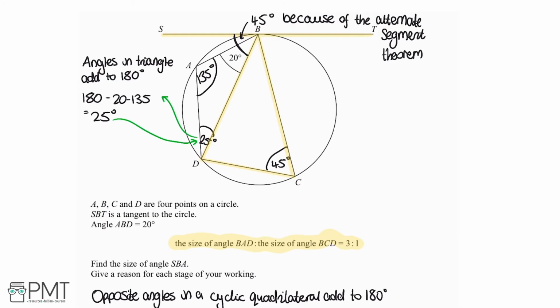I should probably make it clearer that this 45 degrees refers to the whole of this angle here. But what I want to work out is the angle SBA, just this bit of angle here. So this green bit is my goal. We've just worked out that the whole thing here is 45 degrees, and we know this bit is 20 degrees. So this green bit must be the difference. For that we do 45 degrees take away 20 degrees, leaving us with 25 degrees, which is the green bit there.